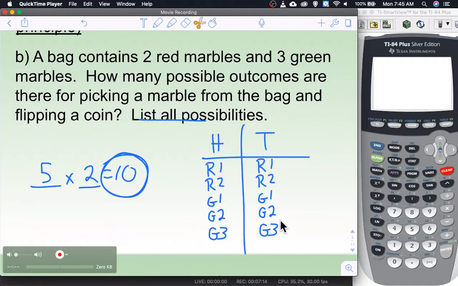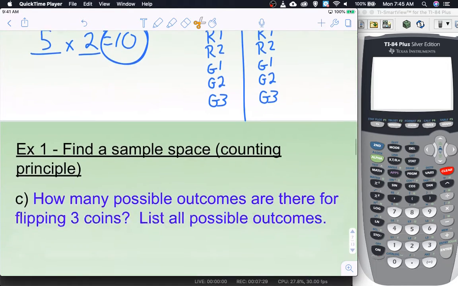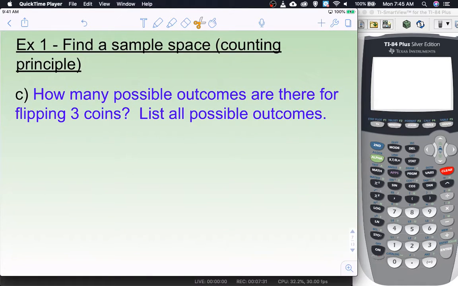That gives us 10 possibilities for picking a marble from the bag, just any marble. There's 5 of those, and flipping a coin, and there's 2 options there. Okay, 2 for me, 1 for you.